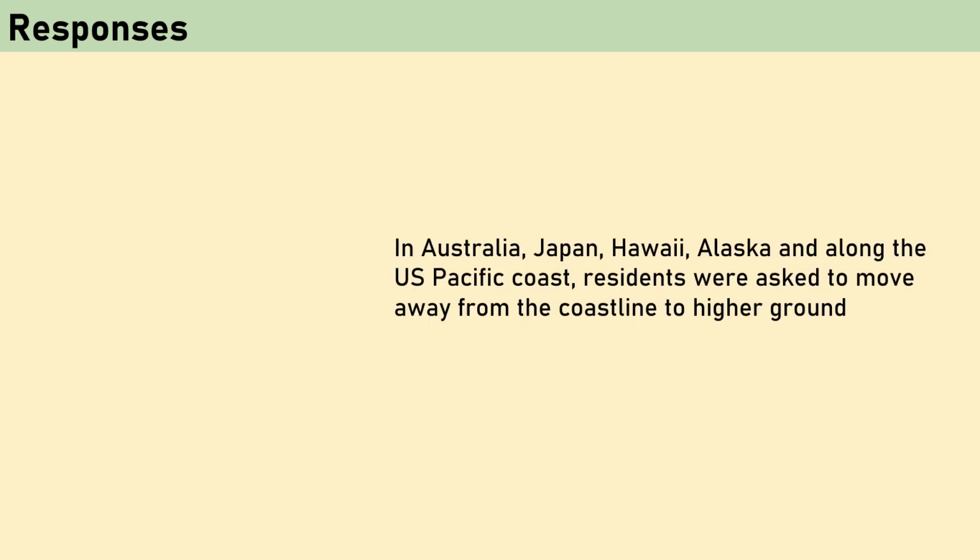Now, what were the responses to this event? Well, the first thing that happened in the short aftermath was in Australia, Japan, Hawaii, Alaska, and along the US coast, residents were asked to move away from the coastline to higher ground. So there were warning systems that were used. Social media was used. And you've got a question about this. How can social media influence hazardous events?